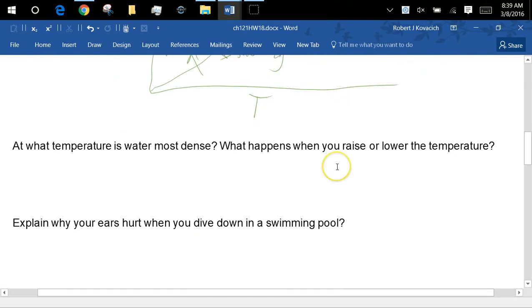Okay, so 4 degrees Celsius. And what happens if you raise or lower the temp? The density actually goes down.